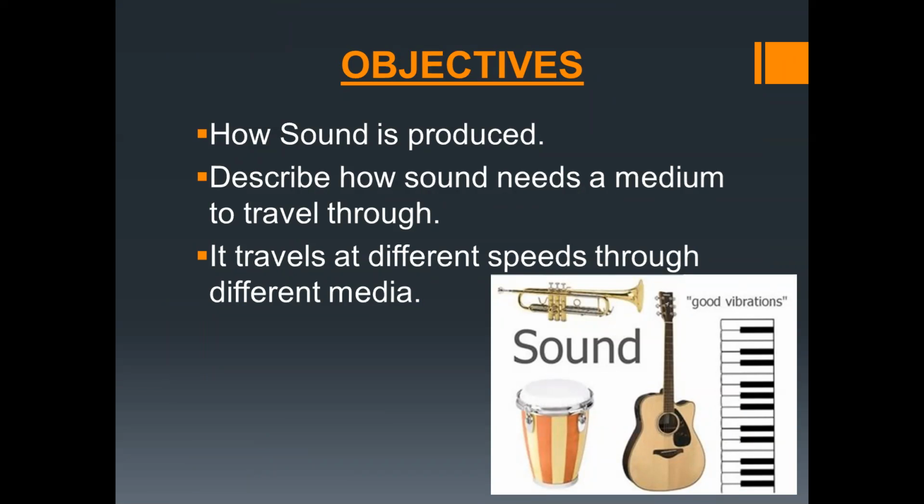We will describe how sound needs a medium to travel through. When sound is produced, first we will learn how sound is produced, and how and why it needs a medium to travel through. What are the different types of mediums? We will learn about it. And then it travels at different speeds through different media. That will be a very interesting objective today, inshallah.